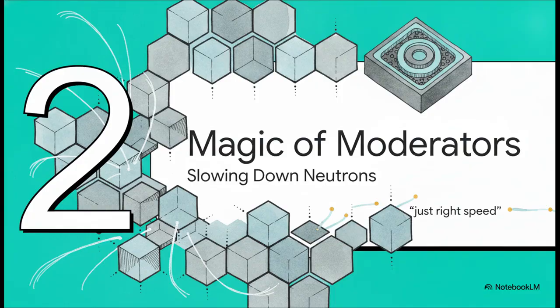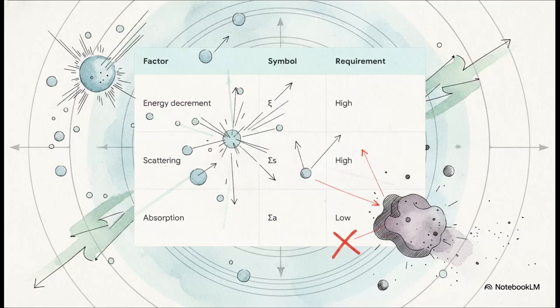Section 2, the magic of moderators. This is where we figure out how to hit those brakes. To get that perfect Goldilocks speed, not too fast, not too slow, we have to look at the math. For maximum efficiency, a moderator really must balance three key factors. First up, a high-energy decrement. Basically, the neutron needs to lose a massive amount of its punch with every single bounce.